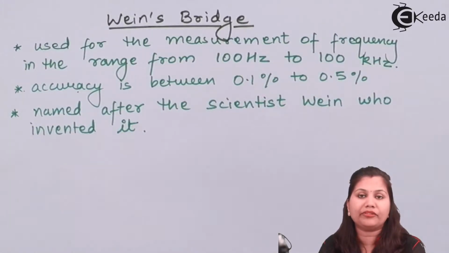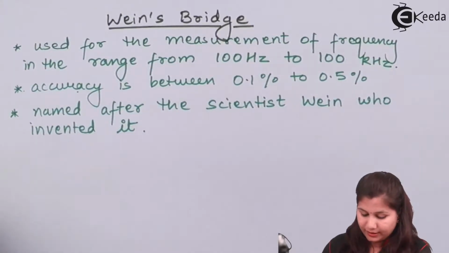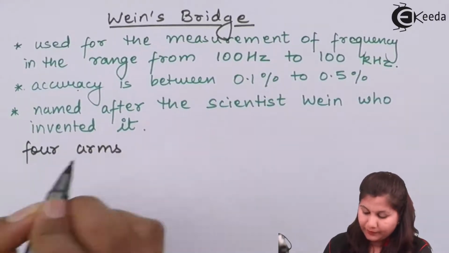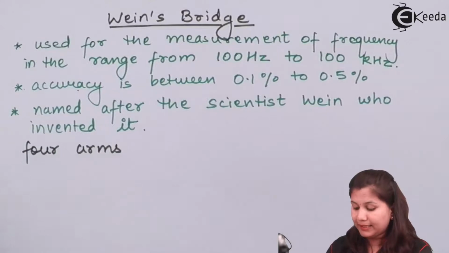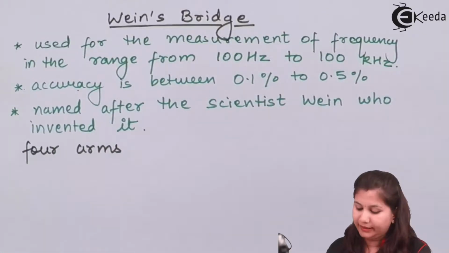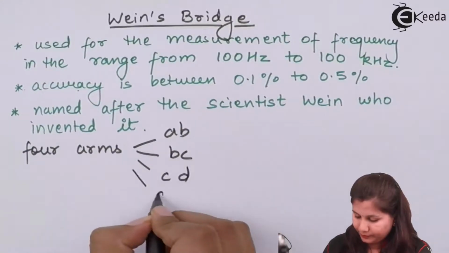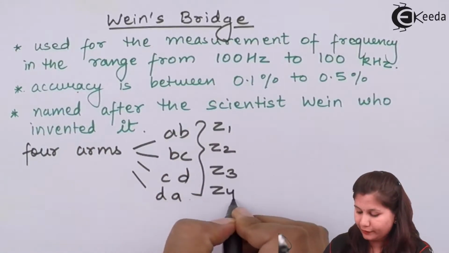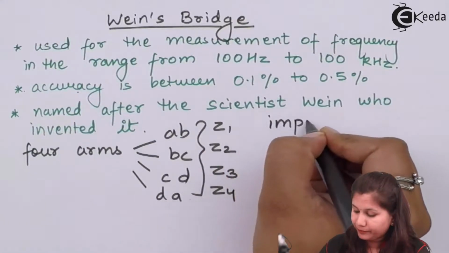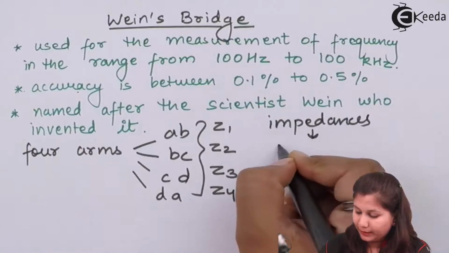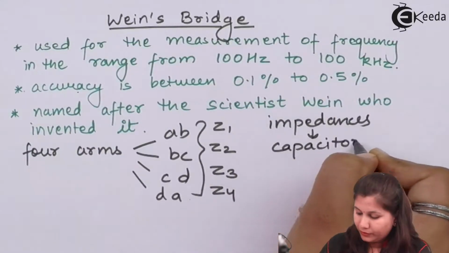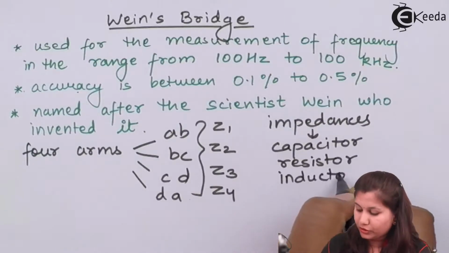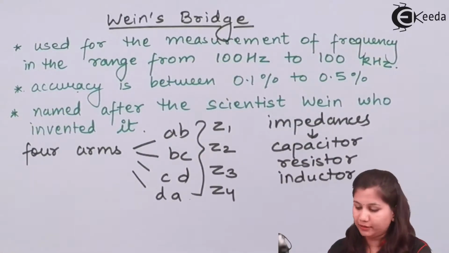Now, Wien's bridge is a type of alternating current bridge. So it consists of 4 arms, having 4 impedances in it, and these impedances can be a capacitor, resistor or an inductor. In these arms we have the impedances Z1, Z2, Z3 and Z4, and these impedances can be a capacitor, resistor or an inductor, or a combination of these 3, series combination or parallel combination.